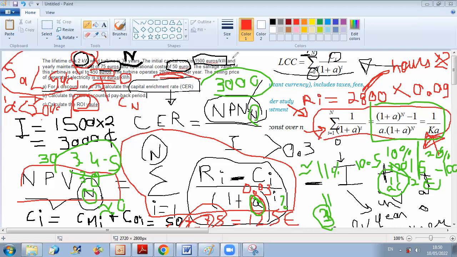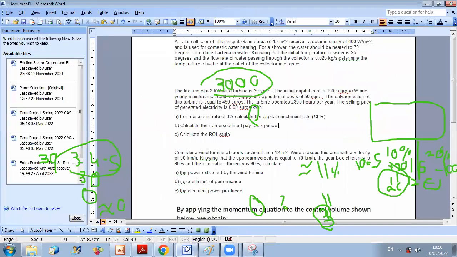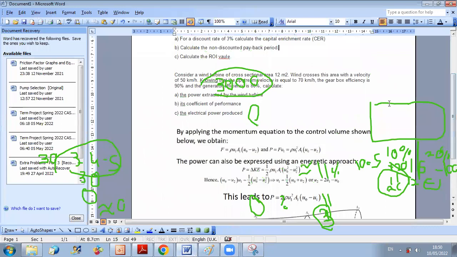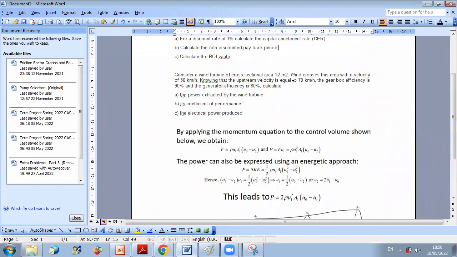Any questions? Okay. So this is for the economical analysis problem. Let us do a problem on wind turbines. Consider a wind turbine of cross-sectional area of 12 meters square. Wind crosses this area with a velocity of 50 kilometers per hour. Knowing that the upstream velocity is equal to 70 kilometers per hour, the gearbox efficiency is 90% and the generator efficiency is 80%. Calculate the power extracted by the wind turbine, its coefficient of performance, and the electrical power produced.